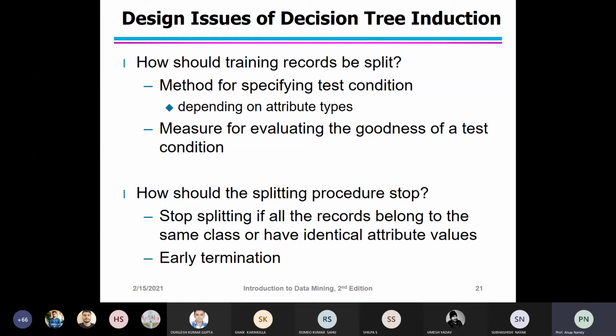You can also apply some early termination criteria before going through all the steps. That is also discussed in due course.